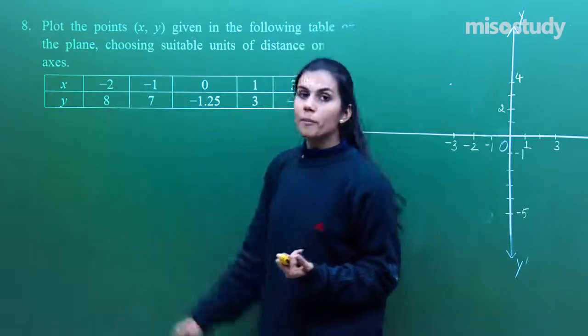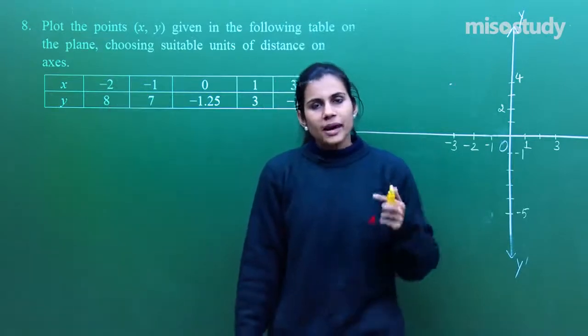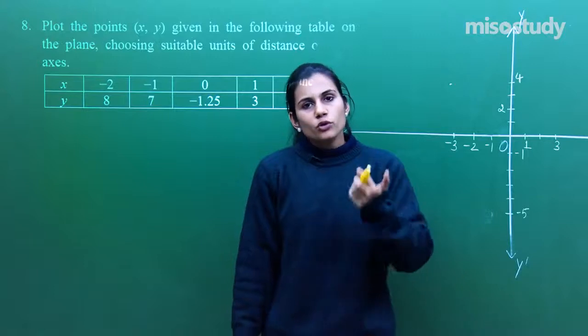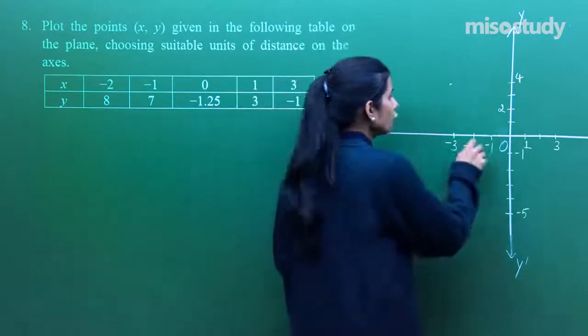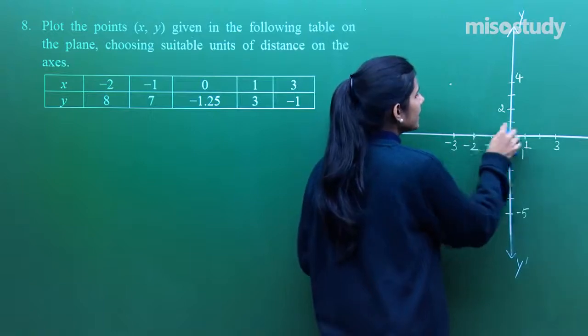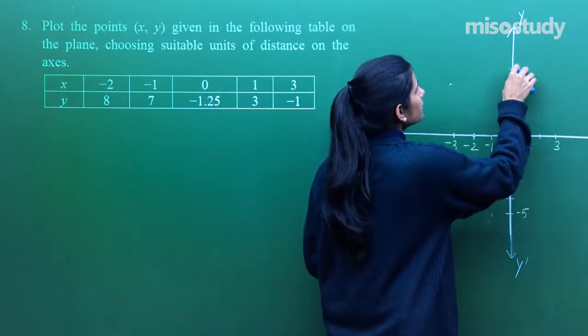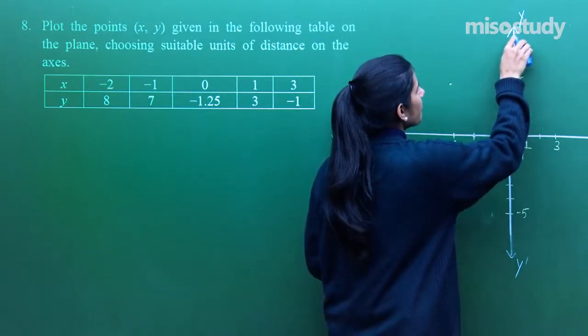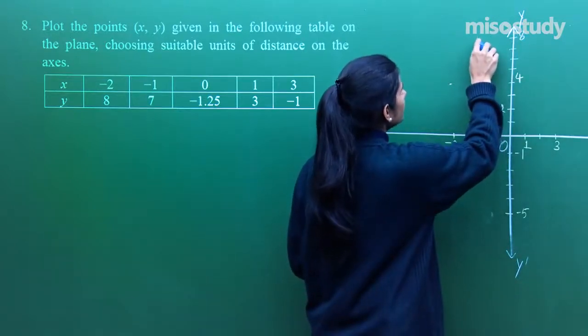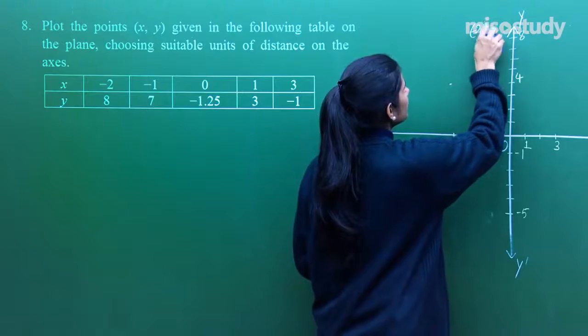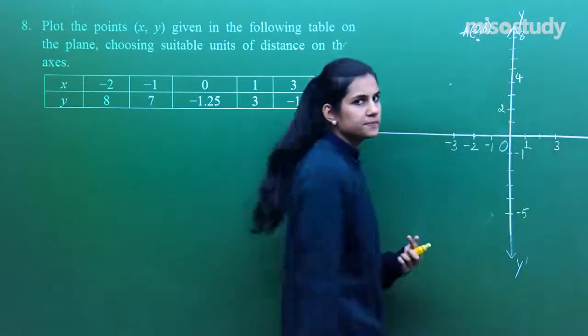So -2, 8 is the point. Where will you plot it? Move 2 units along negative x axis and 8 units along positive y axis. Right? And somewhere here would come out to be your point -2, 8. Say this is A.